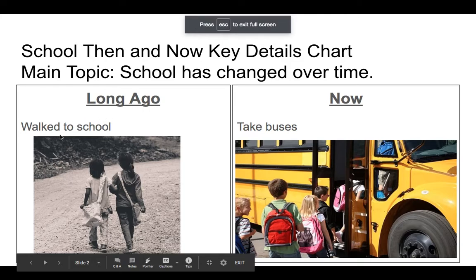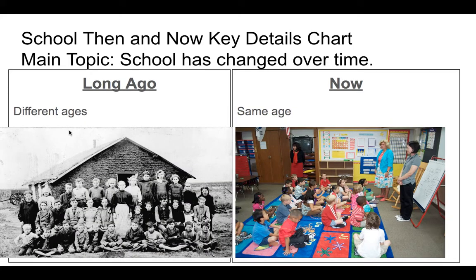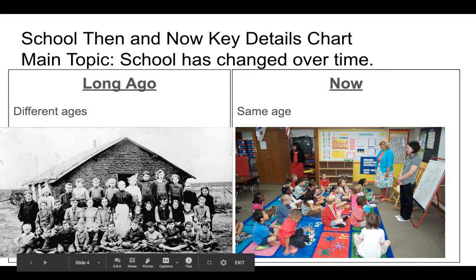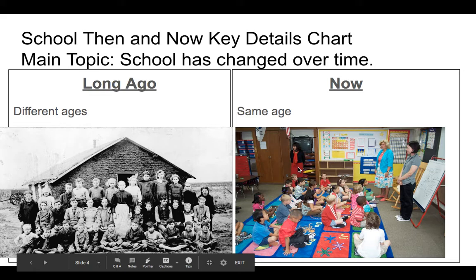Long ago, kids walked to school. Now we take the bus. Long ago, school was just in one room, and now we have many rooms for school. Long ago, kids were all these different ages and all went to the same school. Now we're all basically the same age. So if you keep thinking about that, before and now, what would this story be mostly about? What's the main idea about?